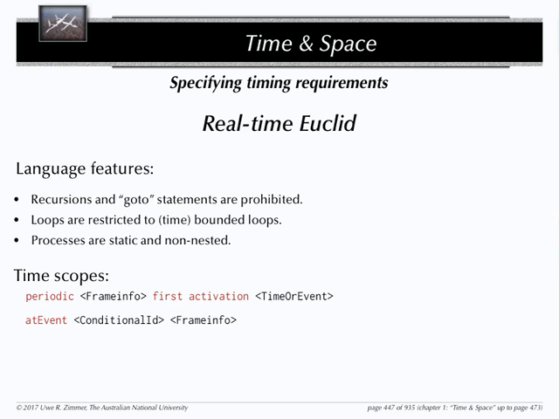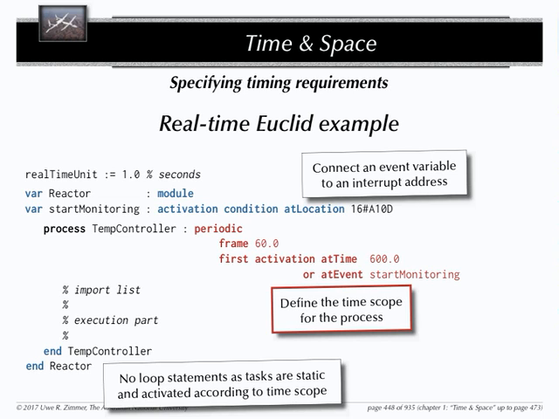Okay, let's go through a few examples. Real-time Euclid. No go-tos. And no recursions. That's a bit of a sadder story. Loops are restricted to bounded loops, and all processes are static and non-nested. Then you can have attributes like this. My specific process here is associated with a periodic frame every 60 seconds, and this only happens after 600 seconds or when a specific external event happens. So you can now have a full time scope specification for every task you define.